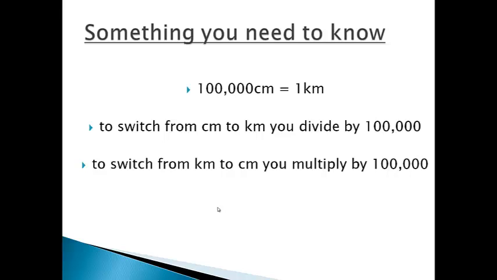100,000 centimeters, 5 zeros, 100,000 centimeters equals 1 kilometer, right? So kilo, 100,000 centimeters equals 1 kilometer. A simple way to remember this: when we're switching from centimeters to kilometers, we want our number to get a little bit smaller, so we divide by 100,000.